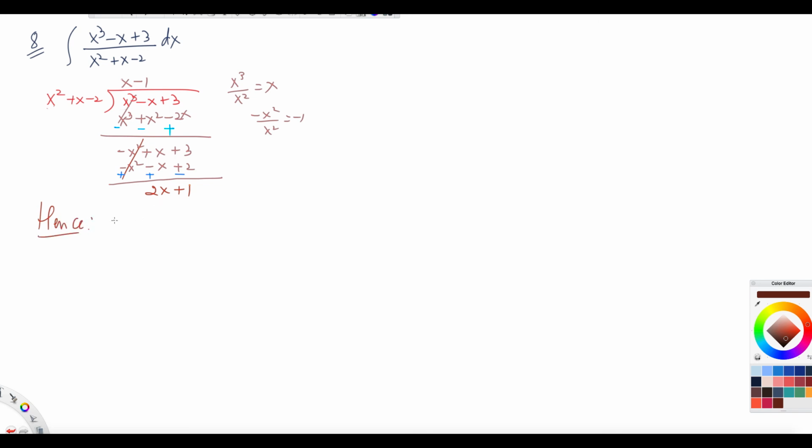Hence, x cubed minus x plus 3 divided by x squared plus x minus 2 can be written as the quotient x minus 1, plus the remainder 2x plus 1 over x squared plus x minus 2. So you can write it that way. How did I write that?